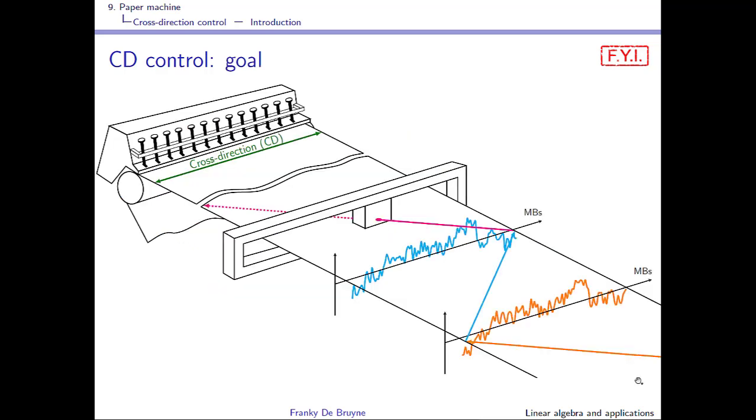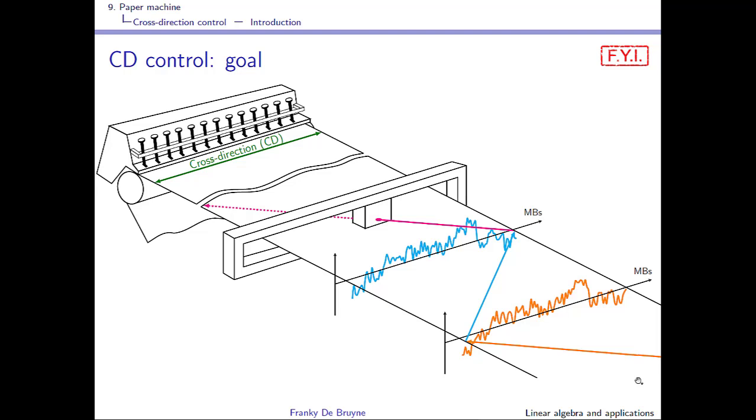So in the next two slides I explain CD control. If you put all actuators that are controlling the lip opening at 50%, you're bound to have profiles that look like the ones that you see over here, the orange profile and the blue profile. There is a certain spread around the average value of grammage. This is simply because it's impossible to control the flows of stock precisely on the wire, so that you would have something that is uniform across the paper web.